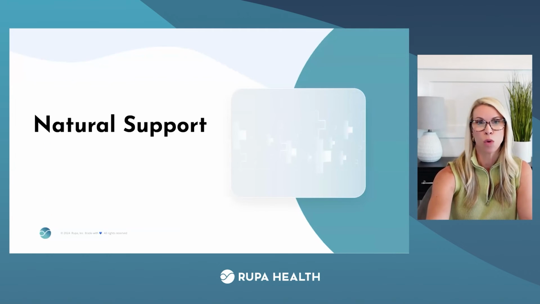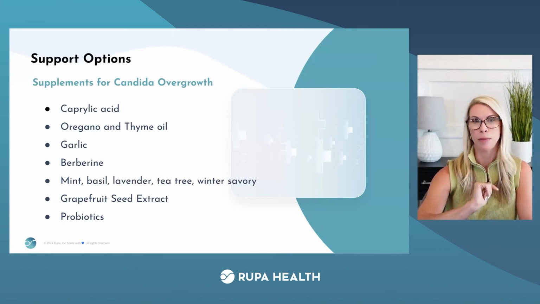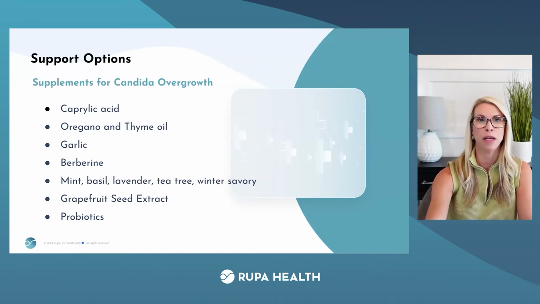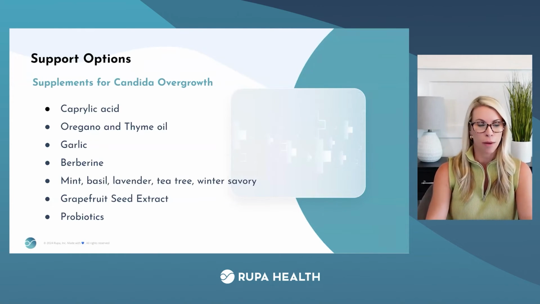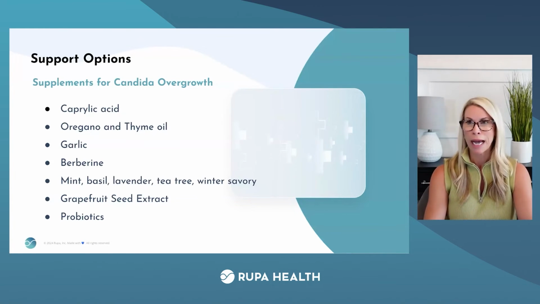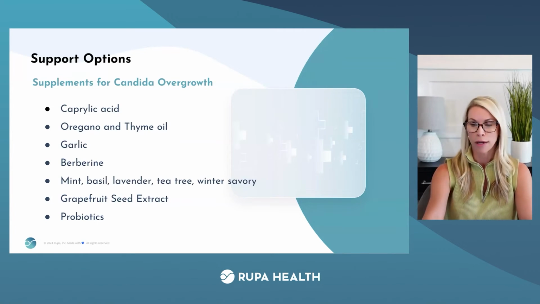So, some natural support options. This is a list of them. I'm going to go into detail here in just a minute, but some of the things that you're going to want to consider when you're treating Candida: caprylic acid, oregano and thyme, garlic, berberine, mint, basil, lavender, tea tree, winter savory. All of those are essential oils, grapefruit seed extract, and probiotics.